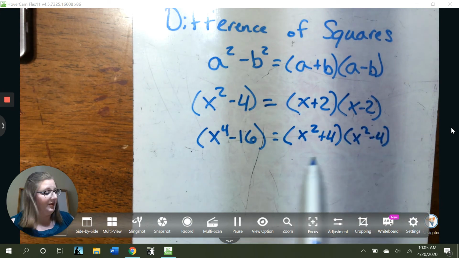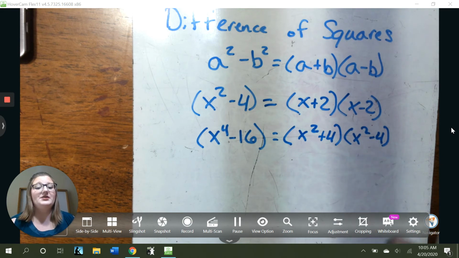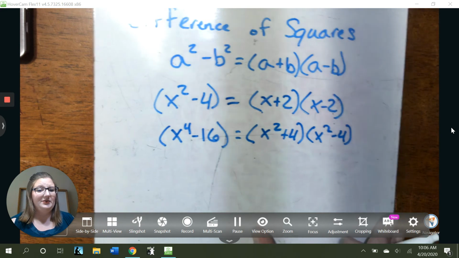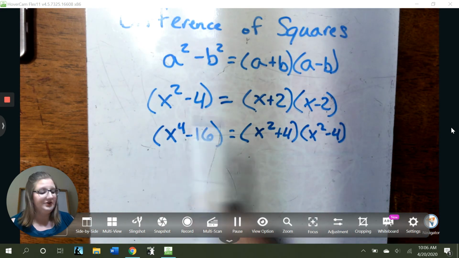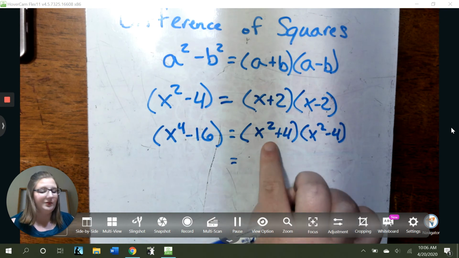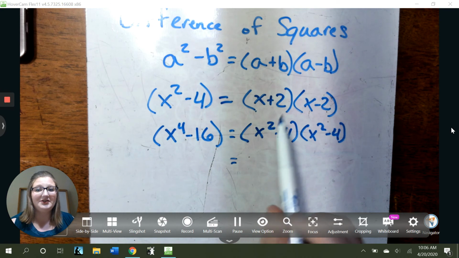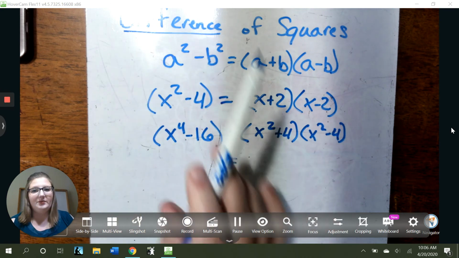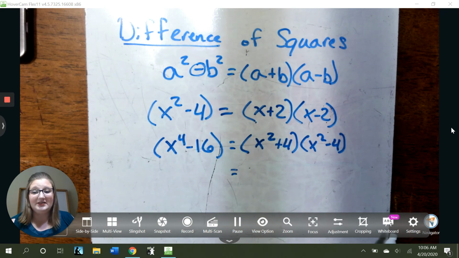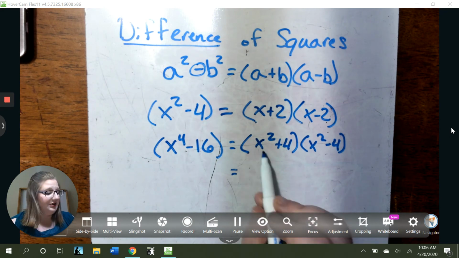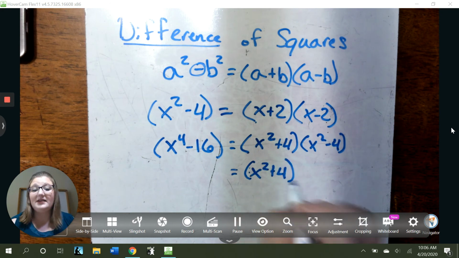Now, when we get to this point, we're going to check again and see if we can factor anything else, because I noticed that we've got something here that looks like what we just did up here. So I'm going to factor this again. X squared plus 4 I can't do anything with, even though both of these are perfect squares. This rule only works when we're taking the difference. So there has to be a subtraction sign here for us to be able to use the difference of squares. So x squared plus 4 has to stay the same. We cannot factor that using this method.